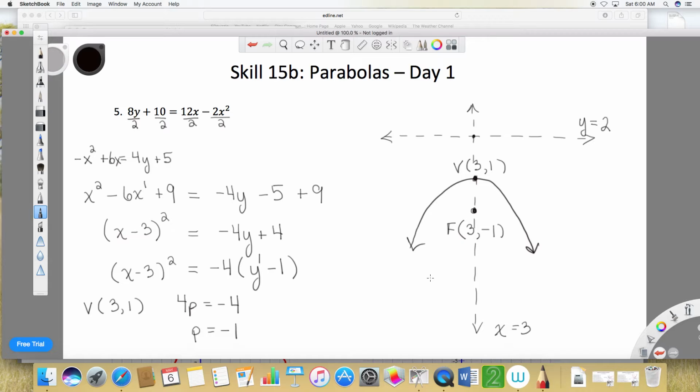this focus. So we've answered everything that they want to know about this. We've rewritten the equation in standard form. We've identified the vertex. We found the value of p. From using that value of p and the symmetry of the problem, we found the equations for the two lines, the directrix and the axis of symmetry, and we also found the coordinates of this point that they call the focus. So I hope that helps, and I'll talk to you later.